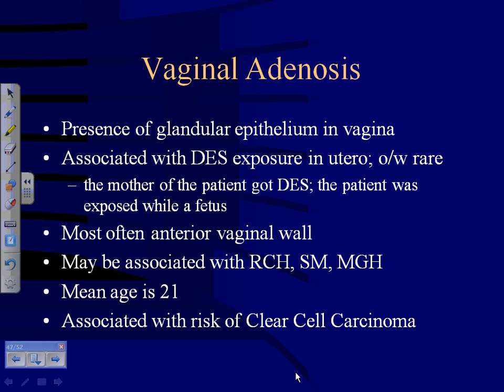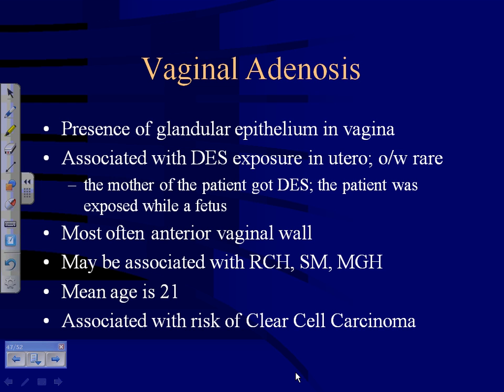And it's a very insignificant clinical finding when that occurs, usually. You just have to make sure that it's not confused with another abnormality. Now, when adenosis occurs, it most often affects the anterior vaginal wall. It can also be associated with reserve cell hyperplasia, squamous metaplasia, and microglandular hyperplasia, just like normal glandular endocervical epithelium is.